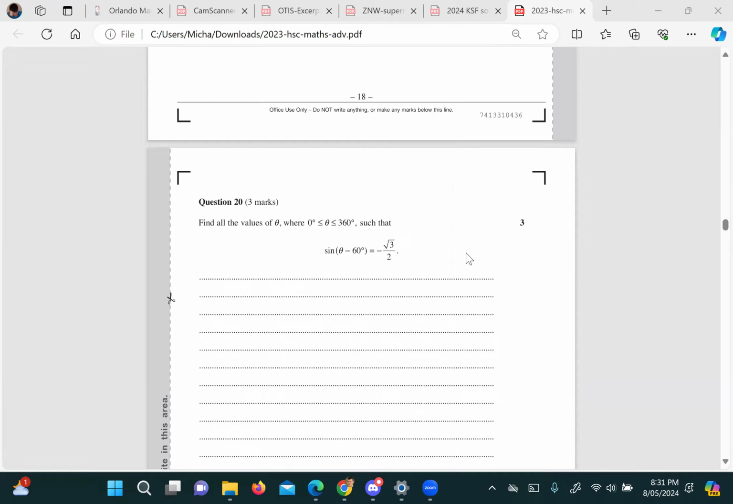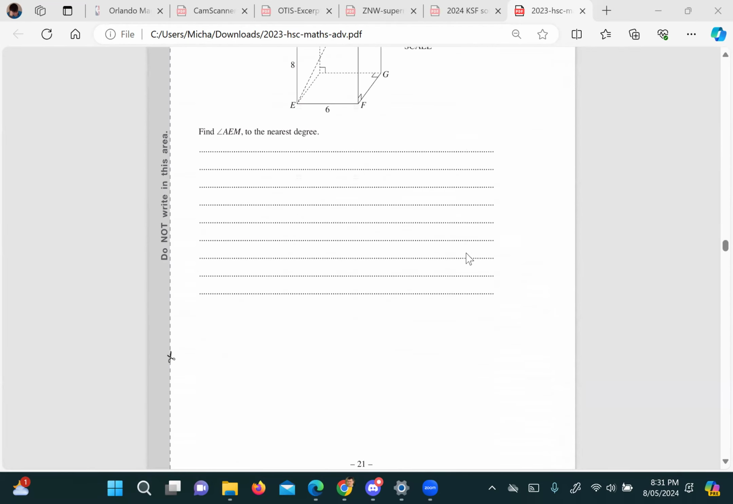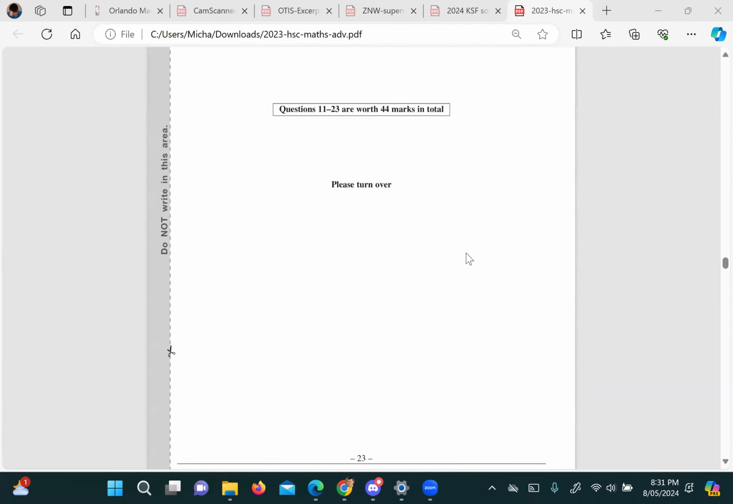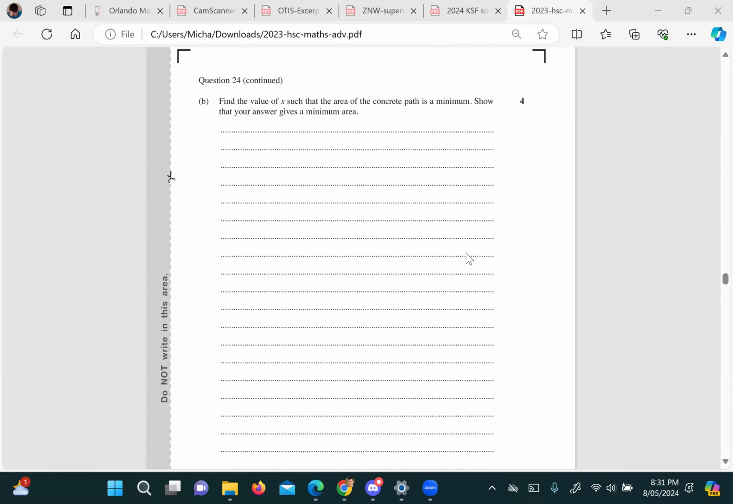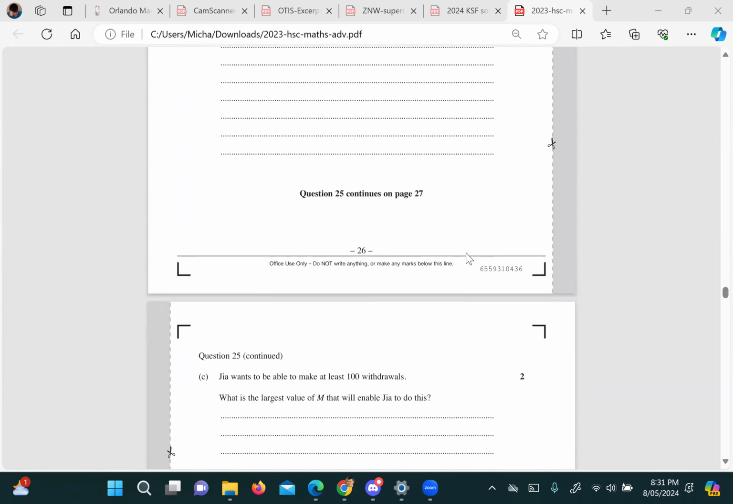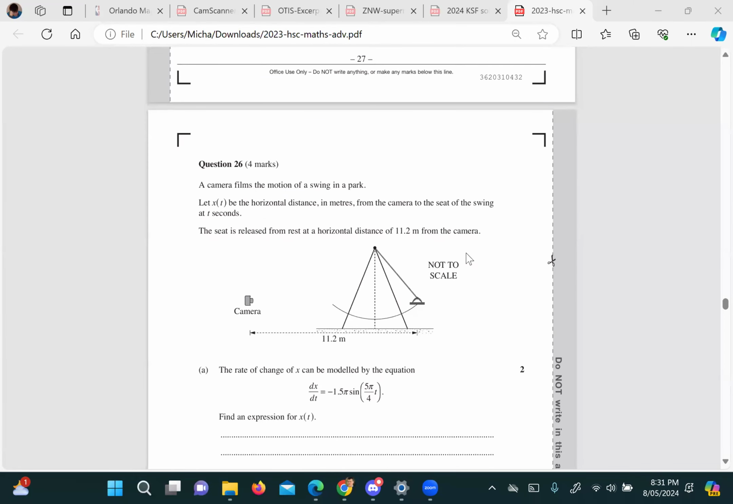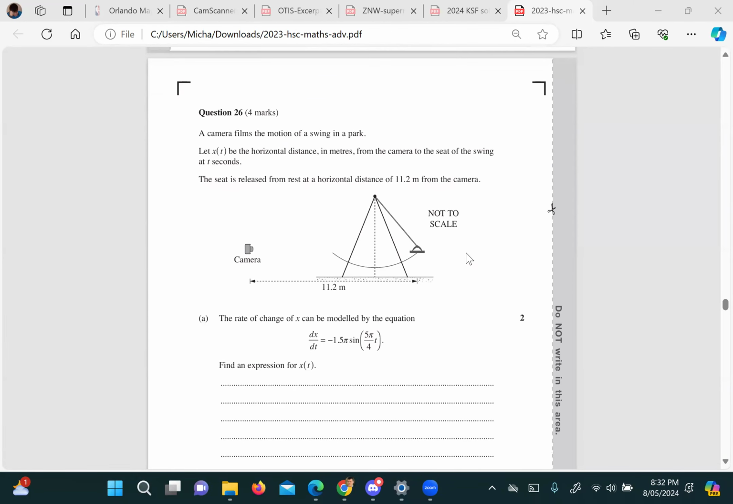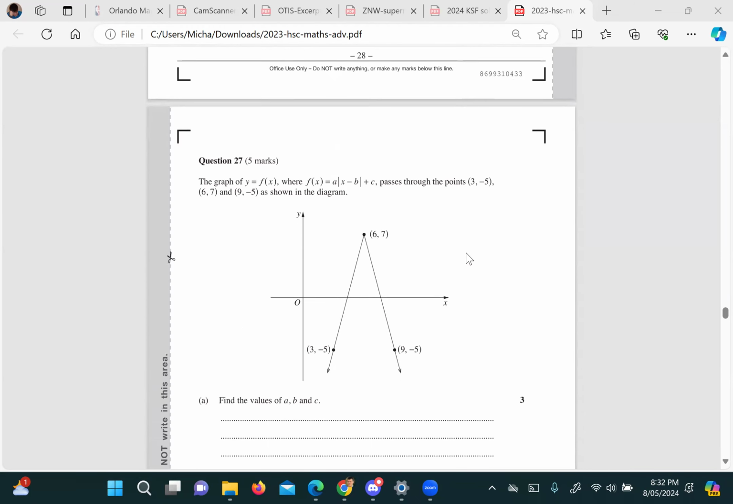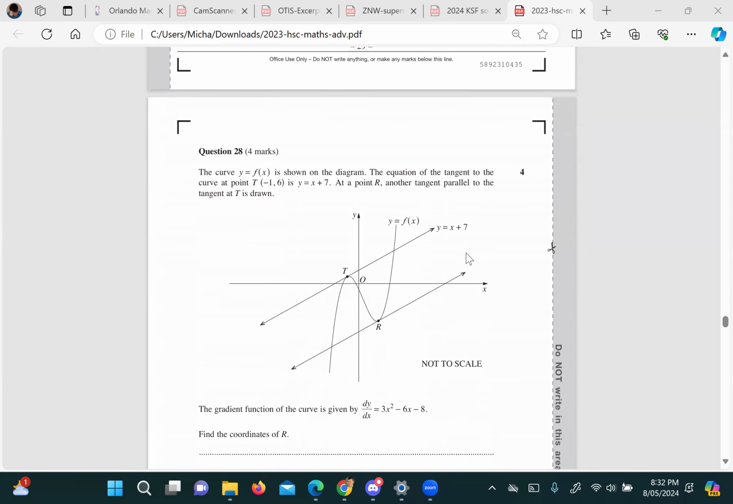Mm, geometry. Garden question. Some money thing. Oh, okay. Does anything catch your eye? Anything particular you want to do?